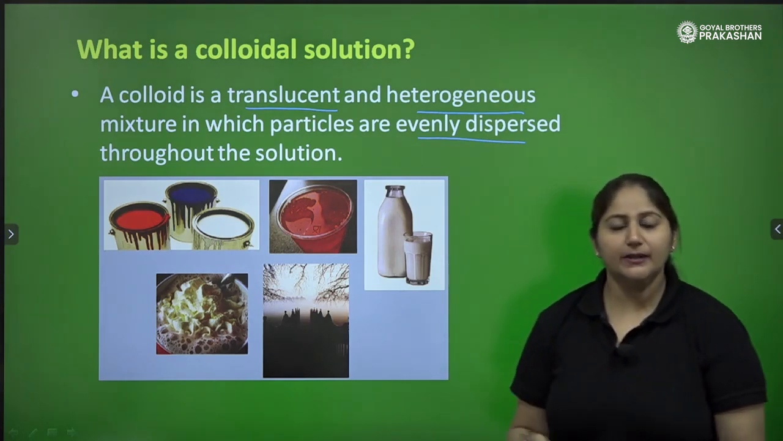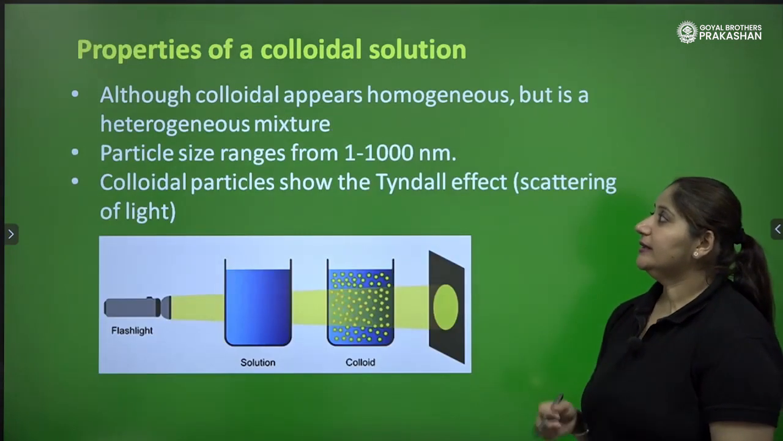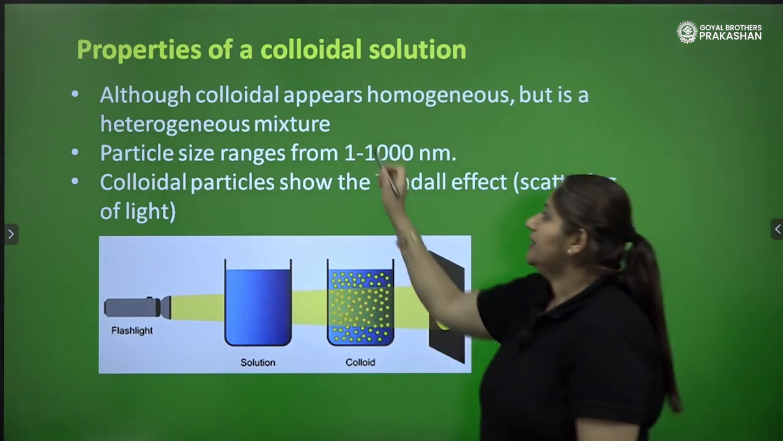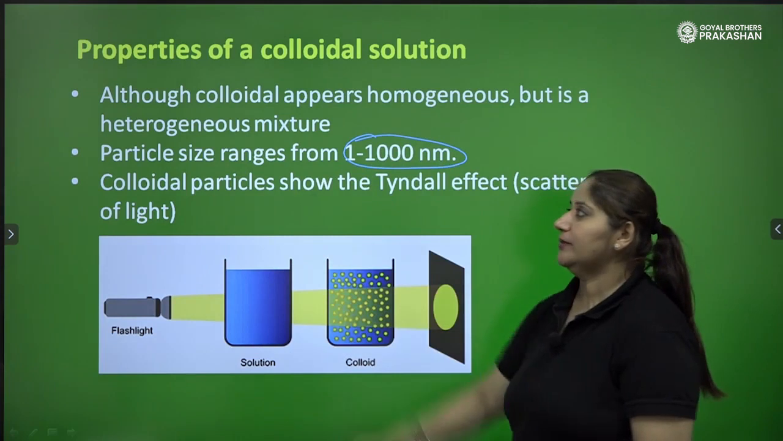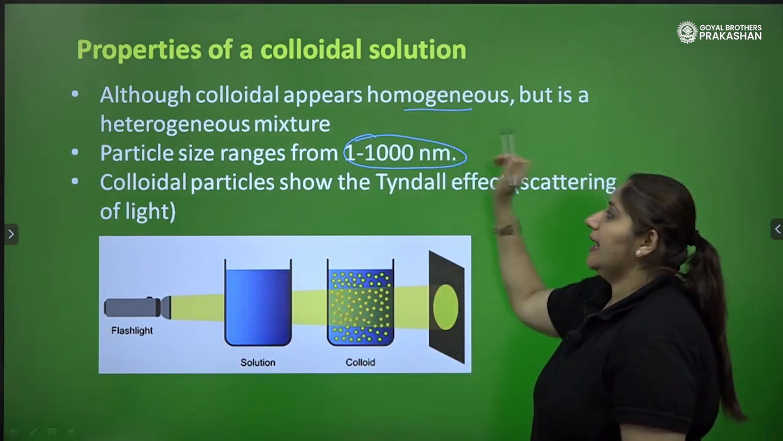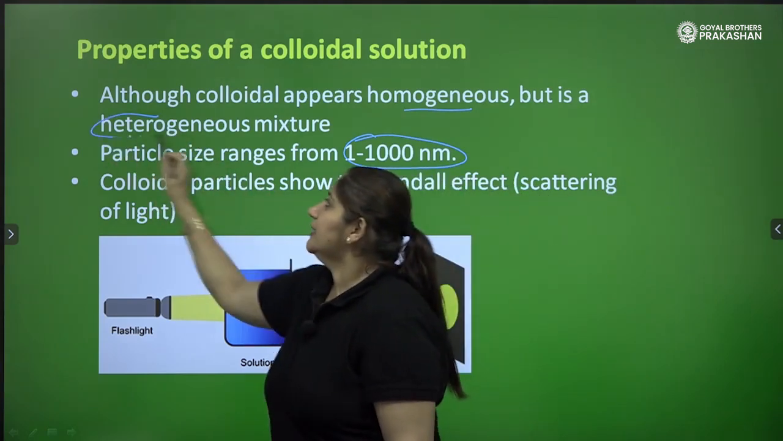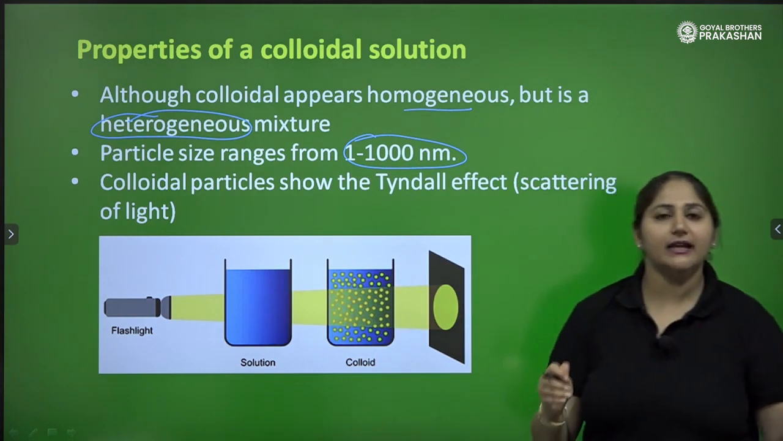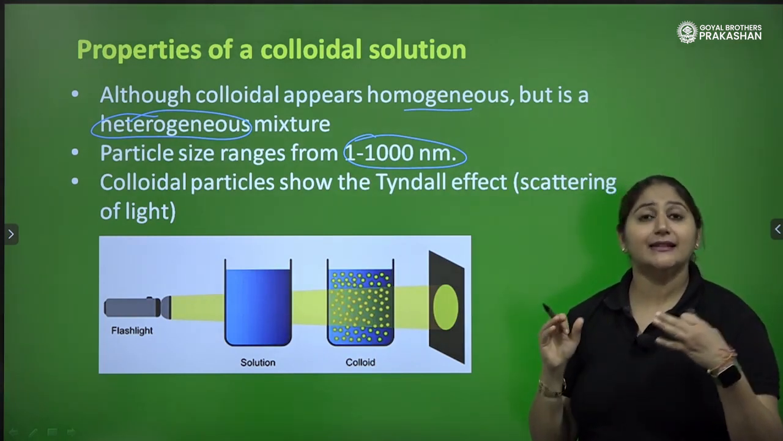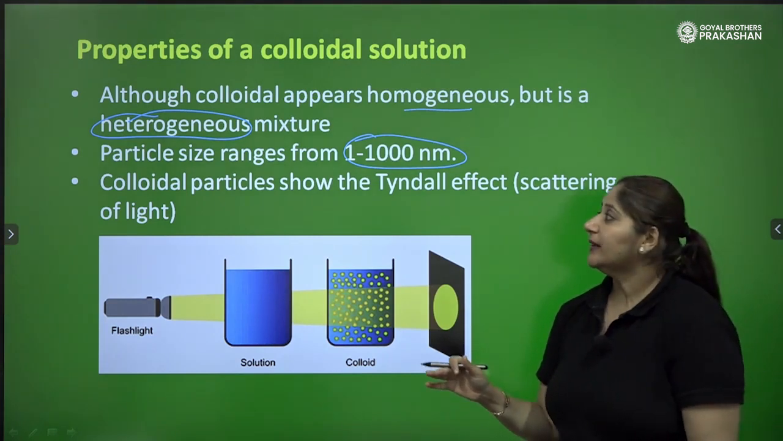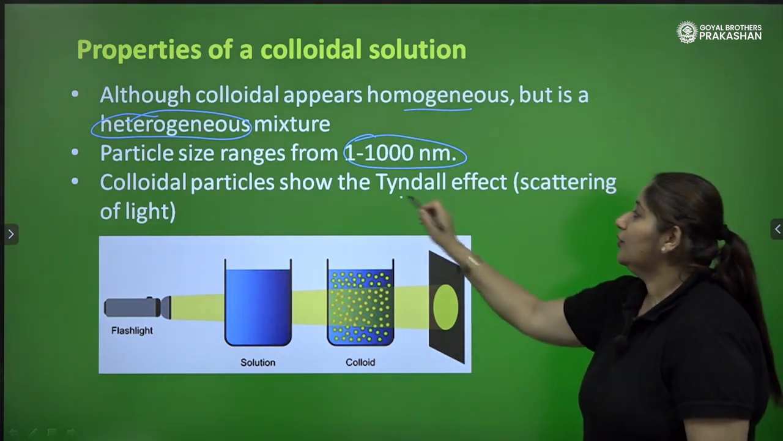So what are the properties of colloidal solution? The first and most important point is particle range. Their particle range is from 1 to 1000 nanometer. Although colloid appears as homogeneous, but actually they are heterogeneous mixtures. Why? Because we will see that when the light passes through them, the particles scatter the beam of light. So colloidal particles show Tyndall effect.